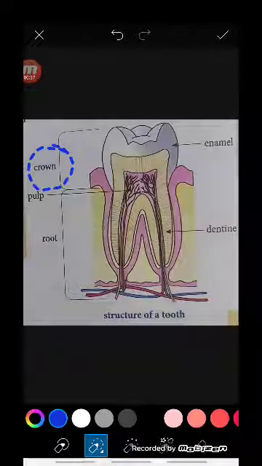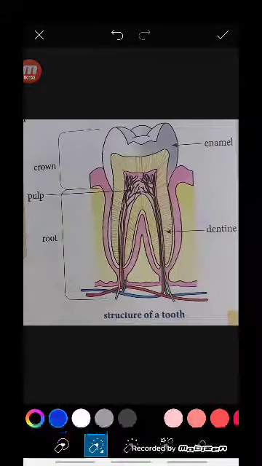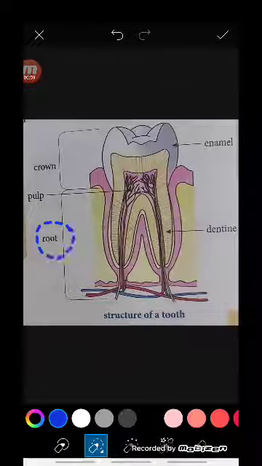The white part which you can see is called the crown. Then some part of the tooth is below the gums, inside the gums. That part is called the root. So the part which you can see is called the crown, and the part of the tooth that is present inside the gums is called the root.